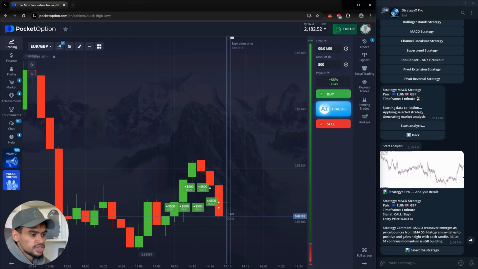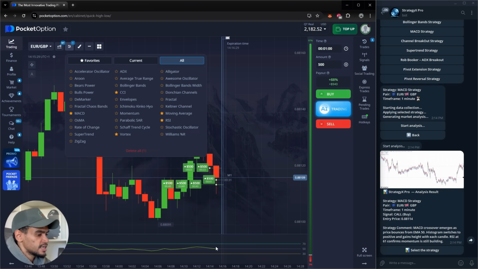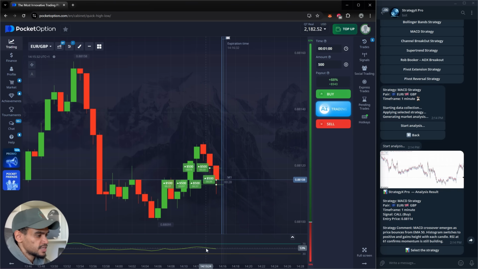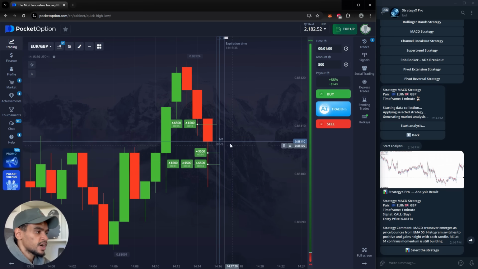MACD crossover emerges as price bounces from EMA 50, histogram switches to positive and gains height with each candle. RSI at 61 confirms momentum is still building. Let's add RSI. It is in its 50s, 58, 50. Right now it's actually dipping down, so the volatility is insane. This is the big danger.